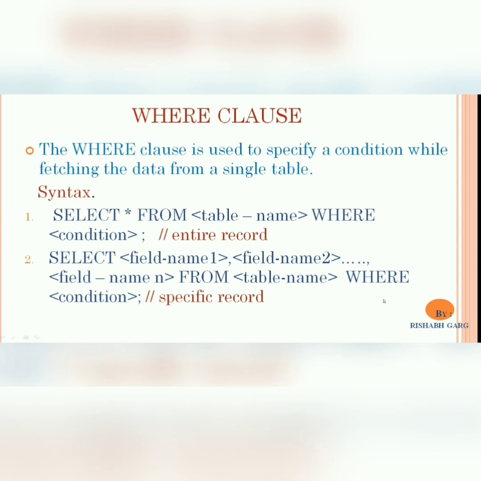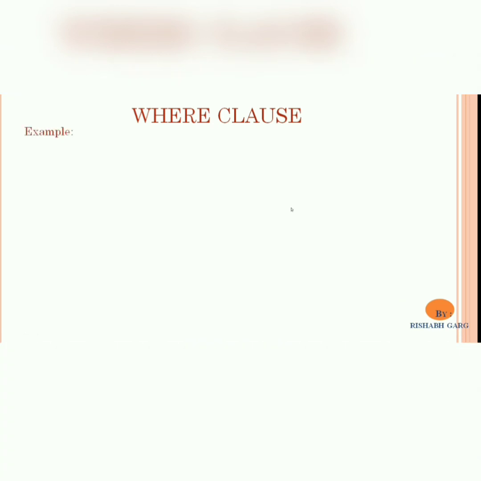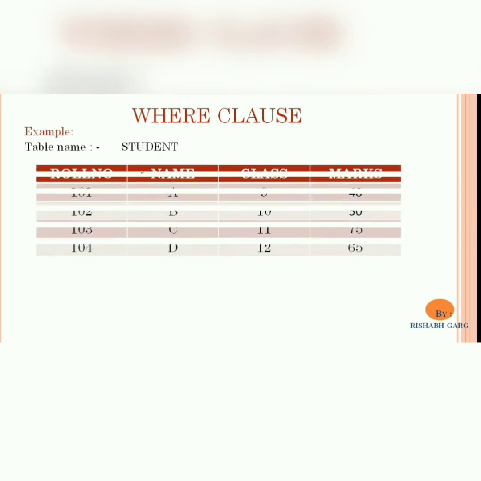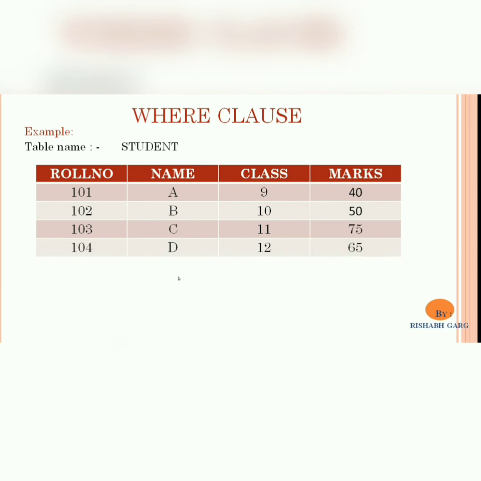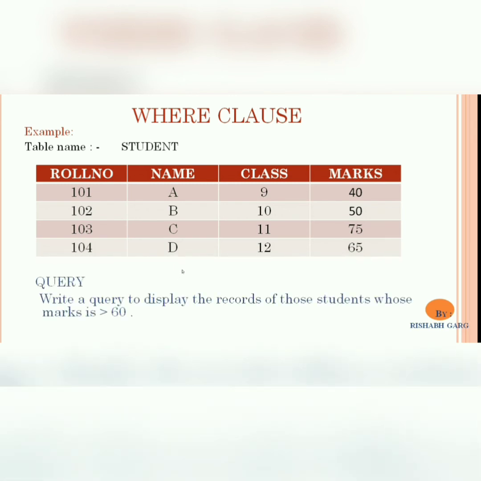Let's take an example to understand this. Suppose we have a table student with 4 fields and 4 records, and we want to perform a query to display the records of those students whose marks is greater than 60. So here what you have to remember is that the condition is applying on the marks field. So for this we will execute the following command.